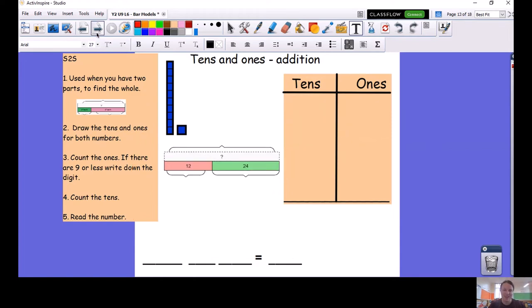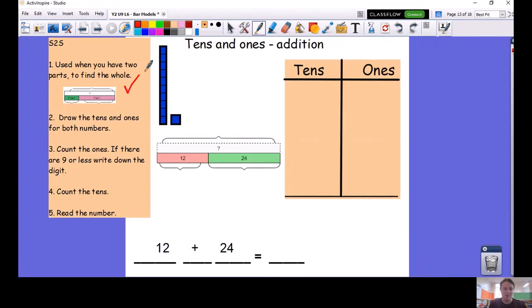So I've got here, again, it's addition. I've got two parts and I don't have my whole. So if I don't have the whole, it's addition. And the first thing I'm going to do is write down the question because I forgot to do that last time. So my first number is 12, and I am adding 12 to 24. Now I don't have the answer yet, do I? But I now know that I've got two parts and it's addition.